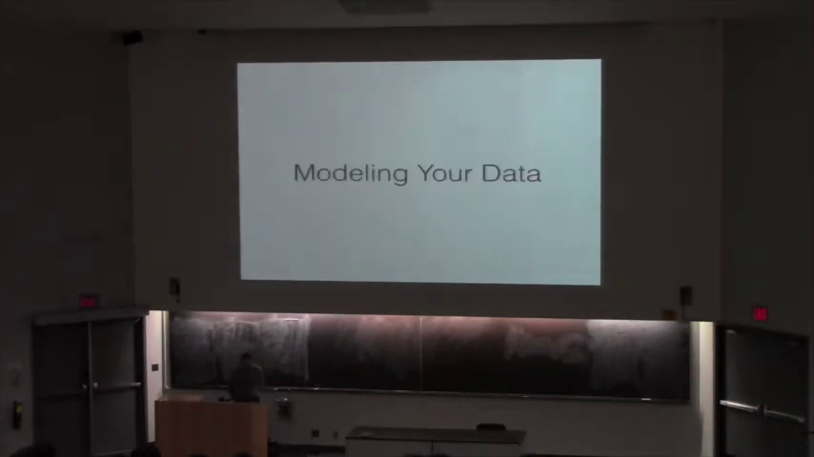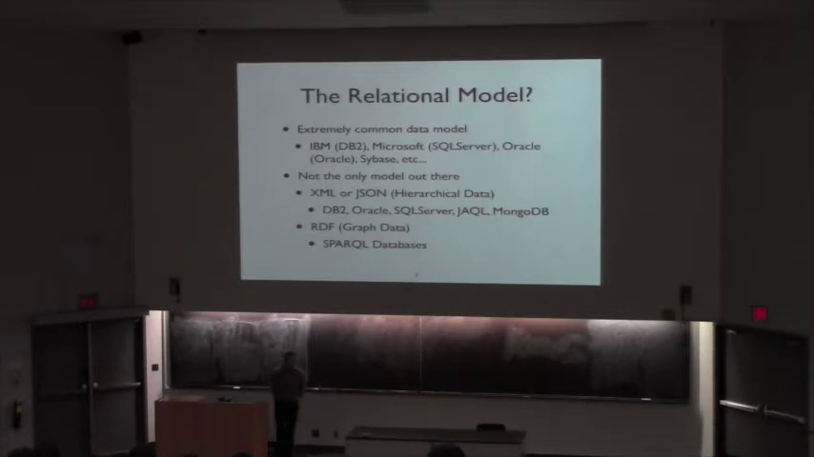Once again, last time we talked about modeling your data. We talked about the entity relationship diagram, and how that can be used to express concepts, specifically entities, and how those entities are interconnected. Now, SQL, the first thing that we're going to be talking about today, is based on a variant of this called the relational model. This is an extremely common way of encoding data, and it's one that's used by practically every major database system out there: DB2, SQL Server, Oracle.